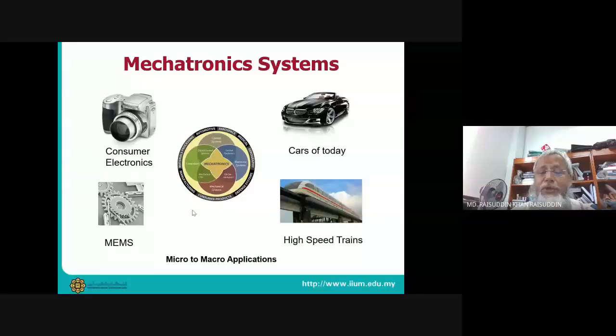Here are some examples of mechatronics products. Today's camera. Then this is a MEMS product. It's a micro gear. Whatever you can see here, the diameter of this gear may be just 1 millimeter or half a millimeter. That is the diameter. So you can imagine how small the teeth are. Okay. Then the high-speed train, this is the smallest one, and this is the biggest one. Today's autonomous cars. These are examples of big mechatronics products.